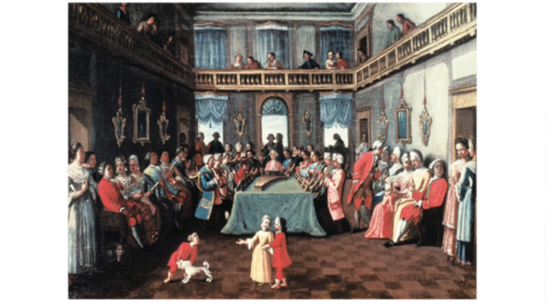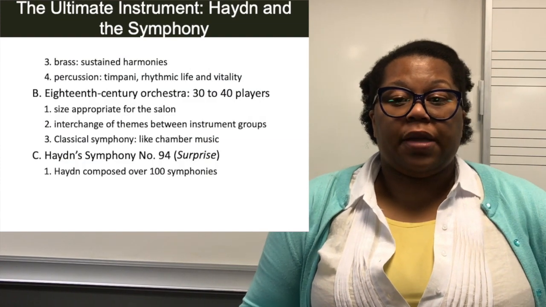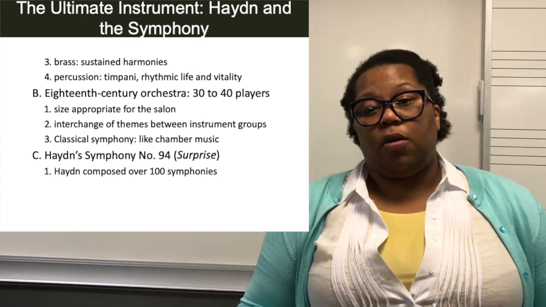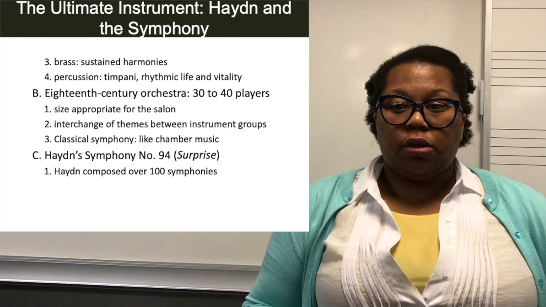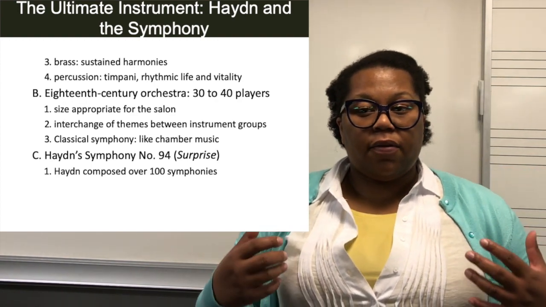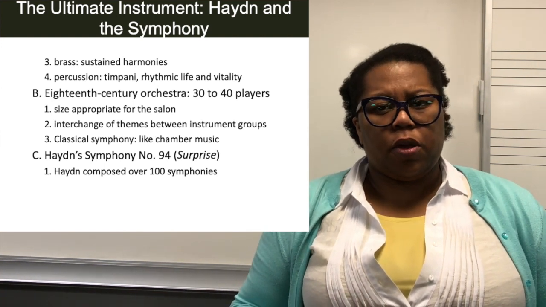In this next picture here, we have the natural horns, which are the horns without valves, and woodwinds, seen in this painting of a small orchestra performing in an 18th century Venetian palace. The third family is the brass family, and these instruments usually sustain the harmonies, while the percussion, usually the timpani, has that rhythmic life and vitality of the piece. It's kind of like the heartbeat of the music.